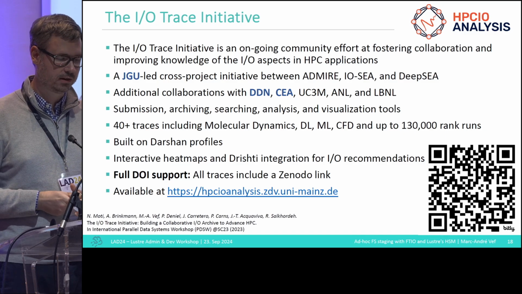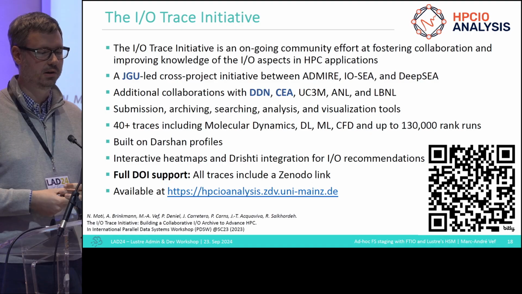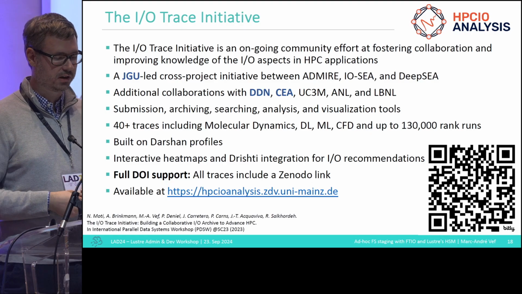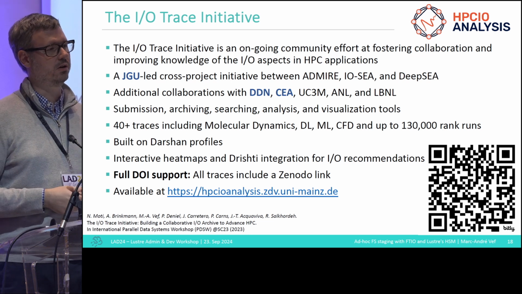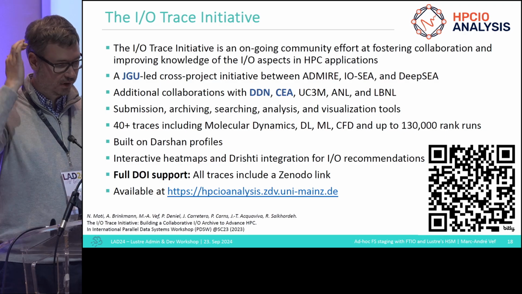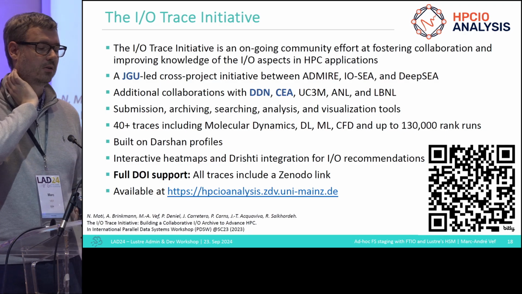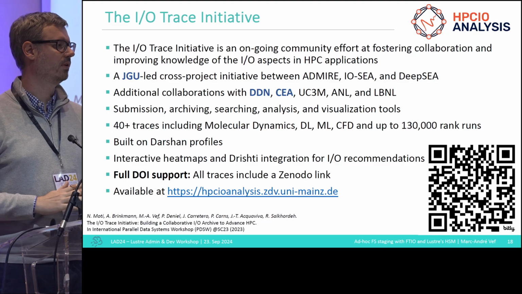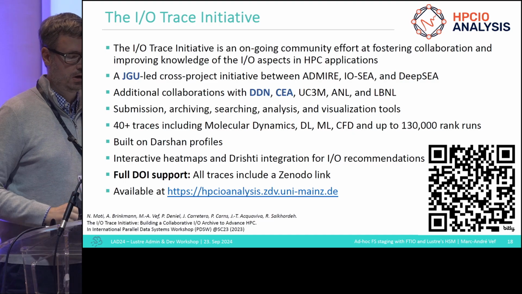So the whole thing is built on Darshan profiles because Darshan profiles are already available at many sites. And it offers interactive heat maps and also Drishti integration. This is from Lawrence Berkeley for I/O recommendations. So, this is the website, but more importantly, we have full DOI support. So that means all traces get a Zenodo link and you can reference them in publications, and they will stay there.